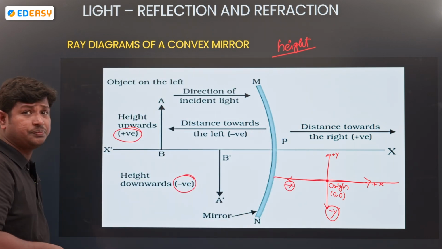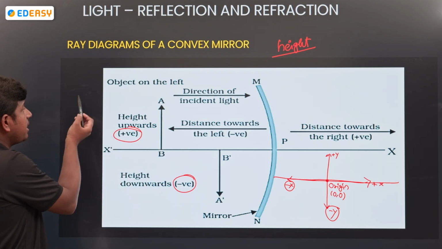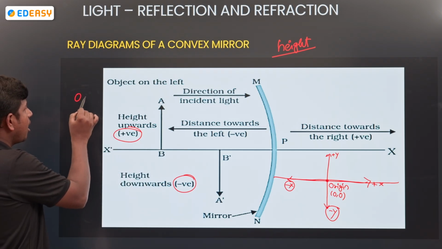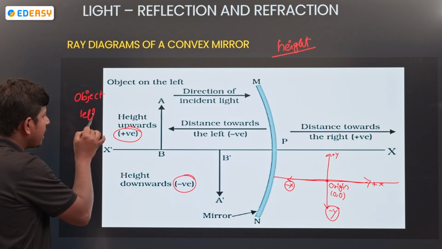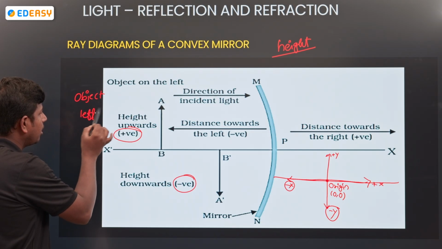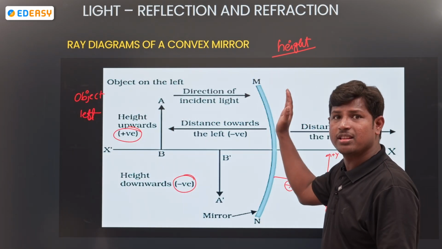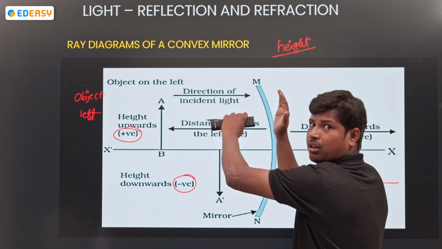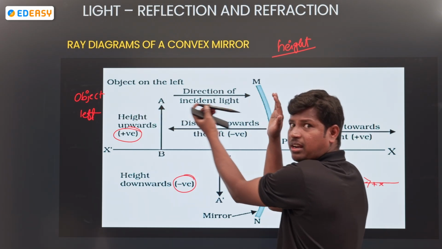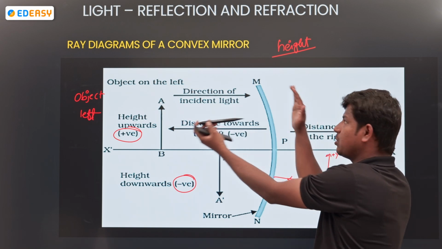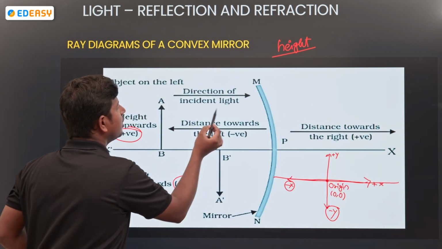Next, coming to the direction of incident light ray. Always we take the object on the left side of the mirror. See, this is a mirror. Where is the object? Always on the left side. So incident light rays are coming from this direction, towards the mirror.